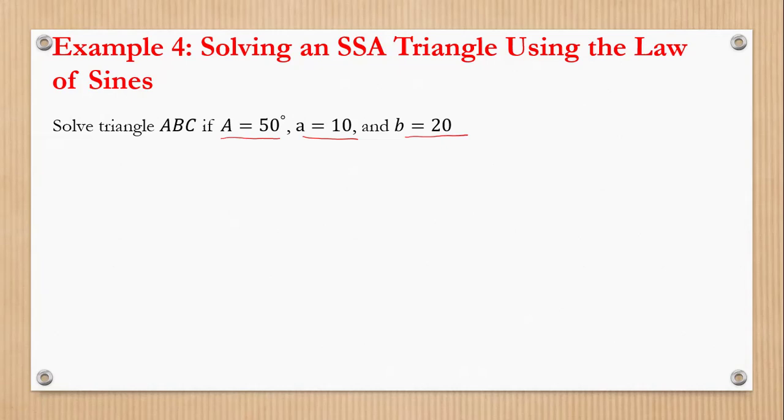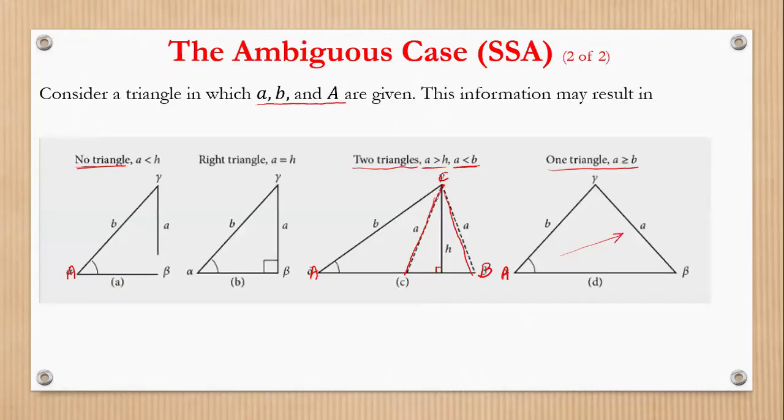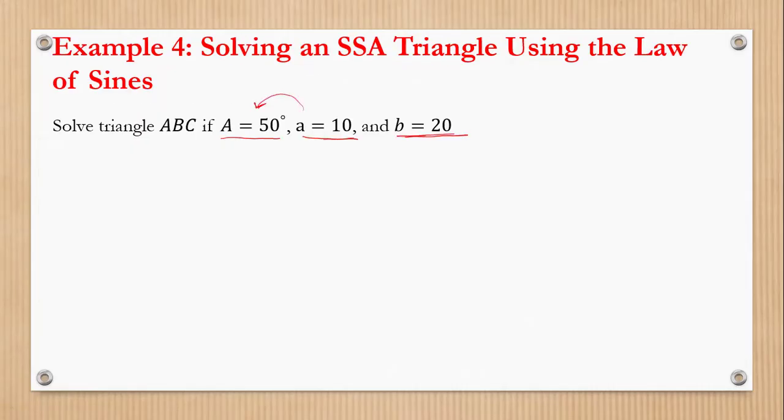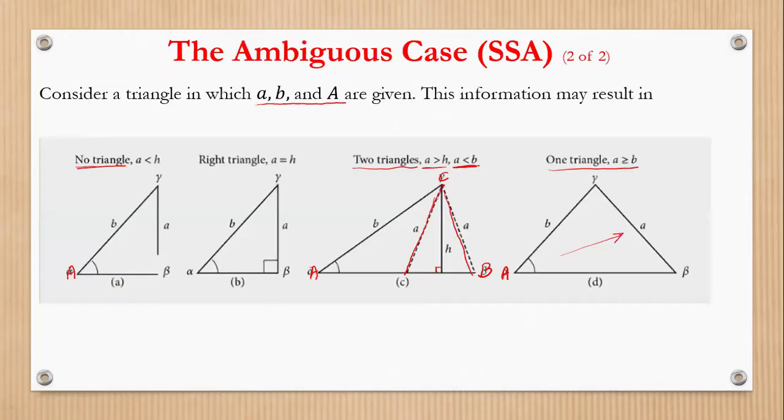So you know that side A is exactly opposite of angle A. And if we go back to the picture, we said that if A is greater than B, we will have one triangle, but if A is less than B, we may have two triangles. As you see here, A is less than B. So I'm guessing we may have two triangles, or if it's less than the height, we may have even no triangle. Let's see.